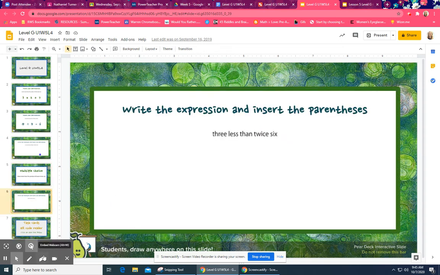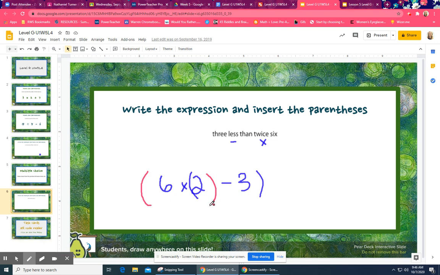3 less than twice 6. So we've got subtraction, and then we've got timesing by 2. So let's do 6 times 2, and then it wants us to subtract 3. All right, so now we need to decide, is it asking us to do 2 minus 3 first, or is it asking us to do 6 times 2 first? And you can kind of already tell, why would it ask us to do 2 minus 3? Because then we get a negative number. So that's kind of a dead giveaway, because that's not where the parentheses go. So now it's going to say 2 times 6, which would give us 12, and then 12 minus 3. So your parentheses would go right there.